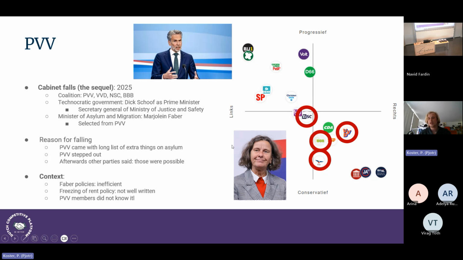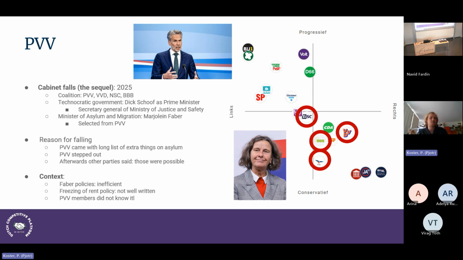So she's from the PVV. That was one of the things that they got. Now, what are the official reasons for the parliament falling? What basically happened was that the PVV came out with a long list of extra things that they wanted to do about asylum. These were things like actually closing the borders, all these kinds of things. There were the 10 points, which were quite extreme, and if you look at it, quite practically could not have been done.